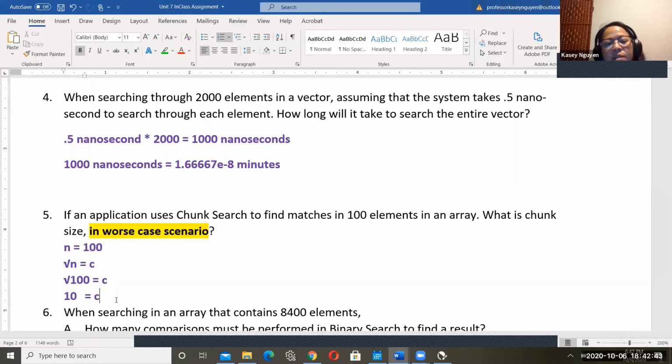Any question? What would you do if it wasn't a perfect root? So how would you determine it then? You know the computer doesn't search half of an element, right? So you would ceiling it. You round it. In programming languages, you can have it round up or round down, okay?